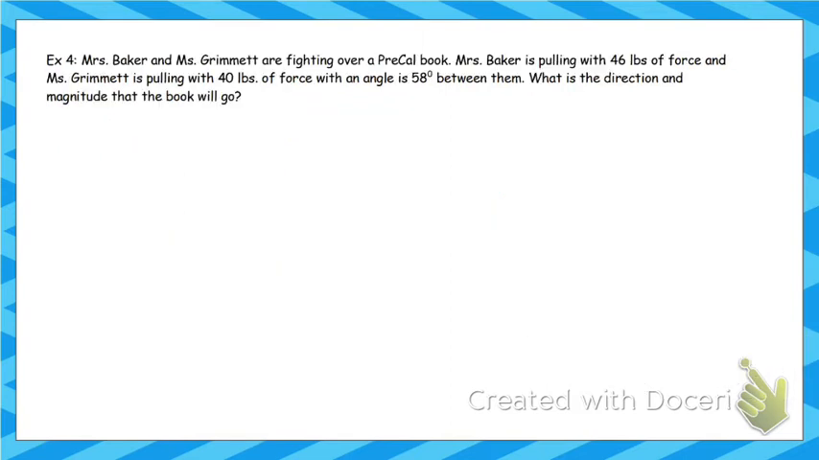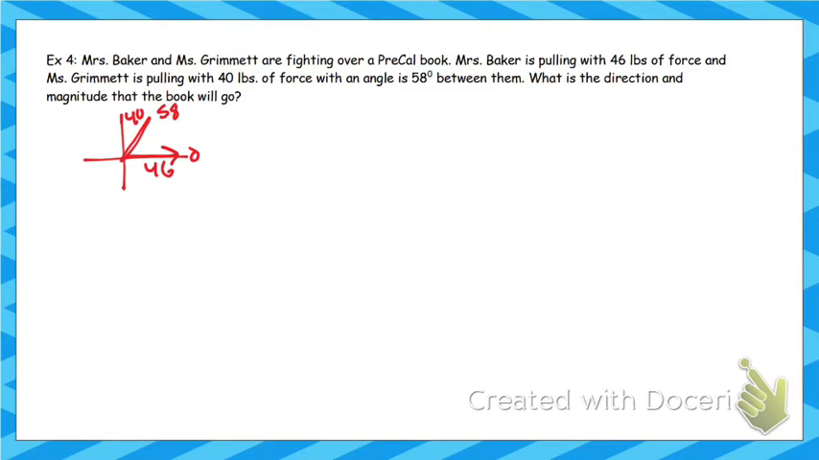All right, if you feel comfortable, try this next one on your own. It's going to be a very similar setup to the one we just did. Mrs. Baker and Miss Grimmett are fighting over a pre-cal book. Of course, because why not? So one of us has 46 pounds of force, the other has 40 pounds of force. There's a 58 degree angle in between them. So we're going to have one of them be 0 and the other one be 58. So I'll just do 46 here at 0 and 40 over here at 58.